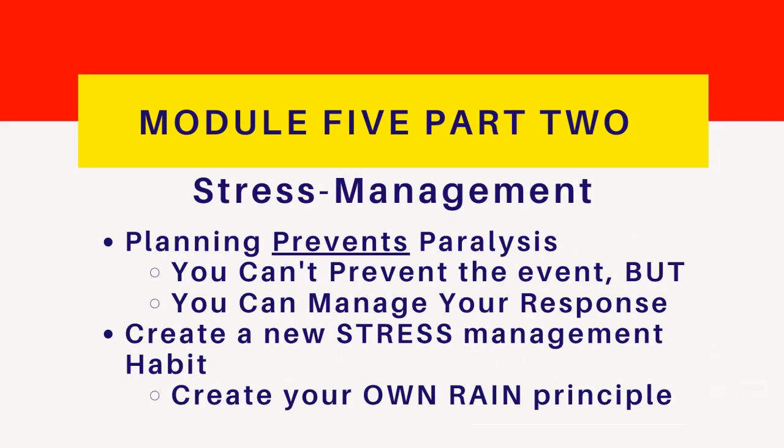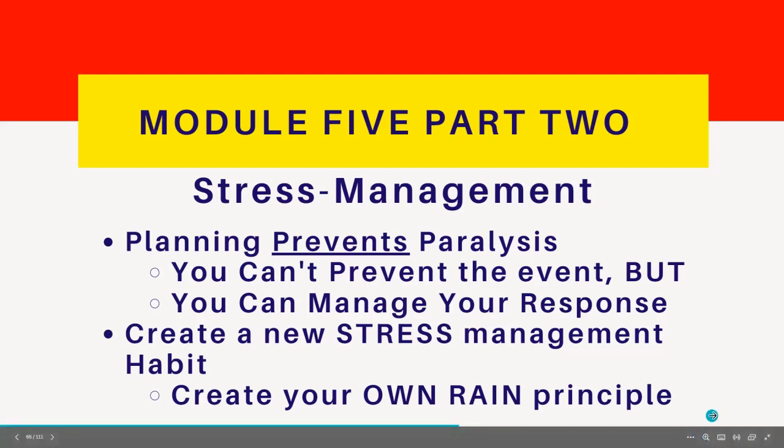Again, planning prevents paralysis. You can't prevent the event, but you can manage your response to the event. That's the key. I'm going over these things a few times just to make sure you understand how important these things are. You create a new stress management habit, such as creating your own RAIN principle. It may not be those particular four, but it may be something that you understand in an acronym that you could develop that helps you work yourself through that situation quickly, such as the RAIN principle does.